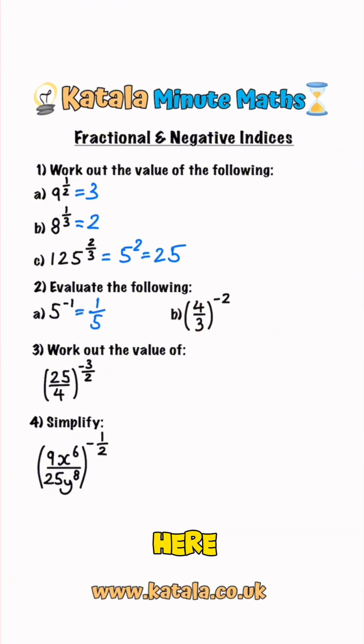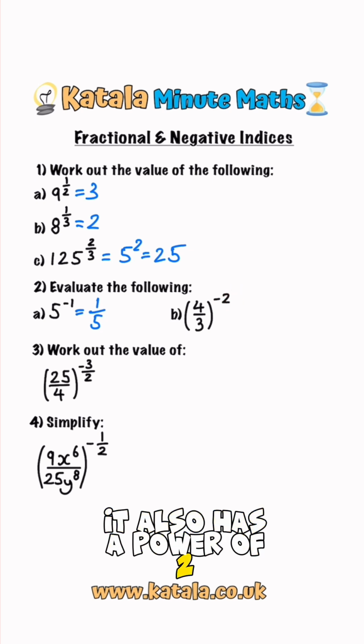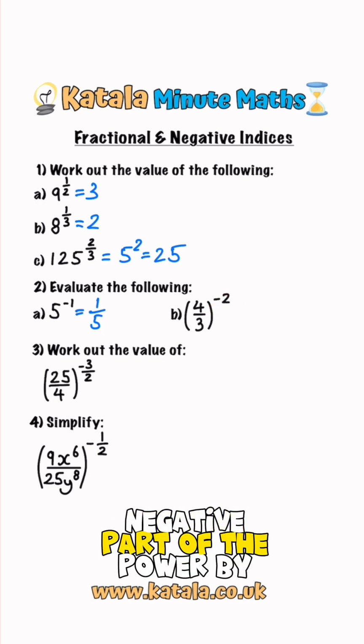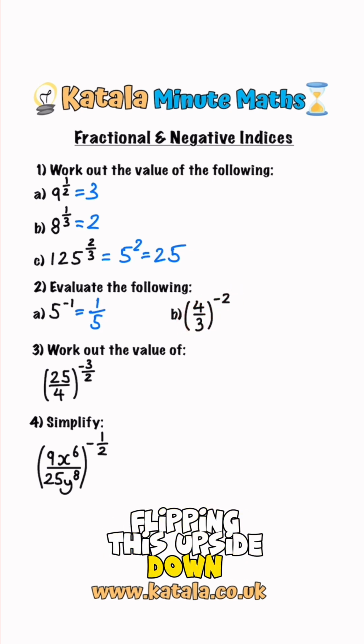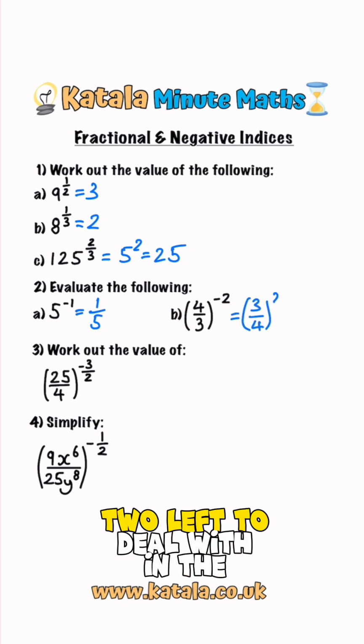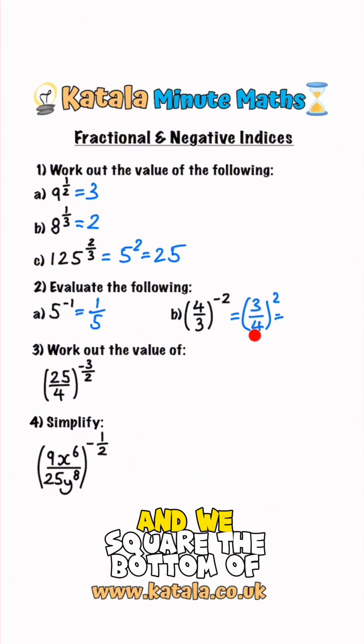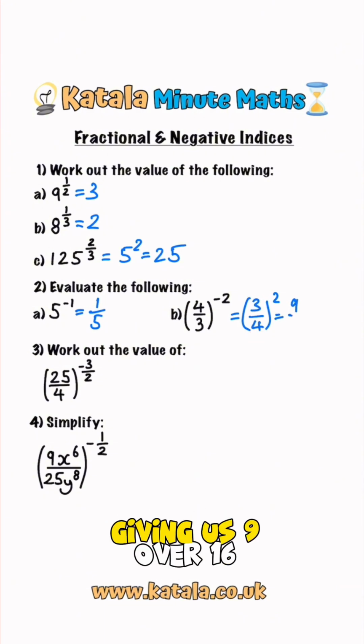Now in this next question here, you can see we've got a power of -2. So not only does it have a negative, it also has a power of 2. Well, let's get rid of the negative part of the power by flipping this upside down. So that would be 3/4 for a start. And now we've just got the 2 left to deal with in the power. And that of course just means squared. So we square the top of the fraction and we square the bottom of the fraction, giving us 9/16.